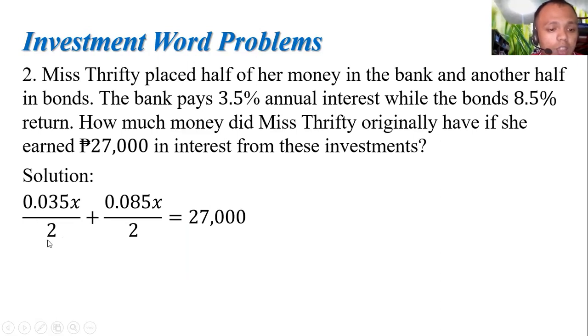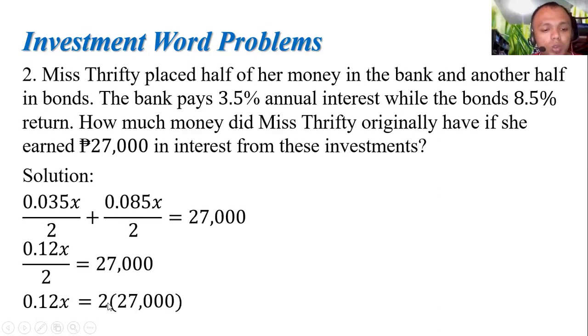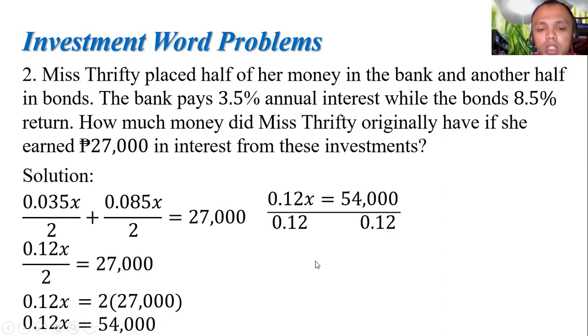Before tayo magtanggal, since pares naman denominator, add muna natin to. 0.035x plus 0.085x, that would be equal to 0.12x over by 2. Then cross multiply tayo. 0.12x equal to 27,000 times 2. 27,000 times 2 is equal to 54,000. Okay? And then divide both sides by 0.12, cancel this out. We have x equal to 54,000 divided by 0.12 is equal to 450,000.